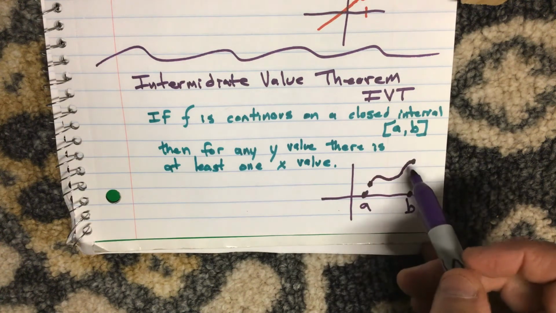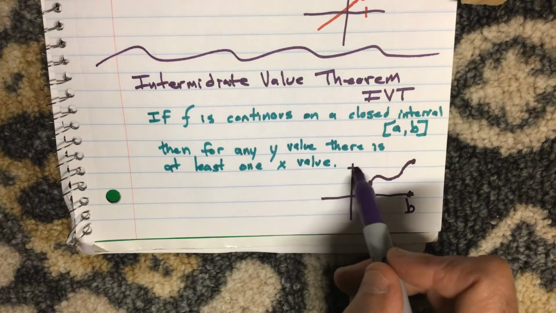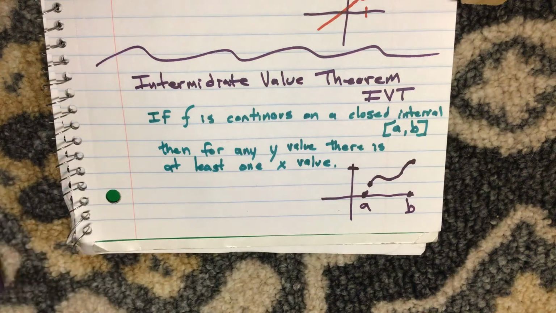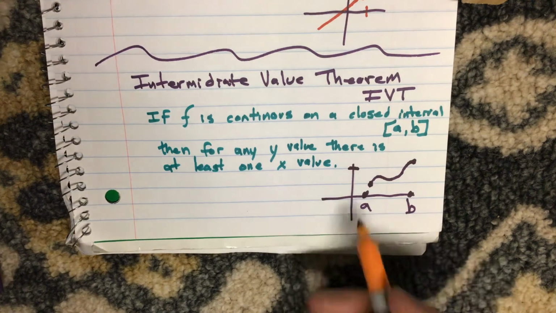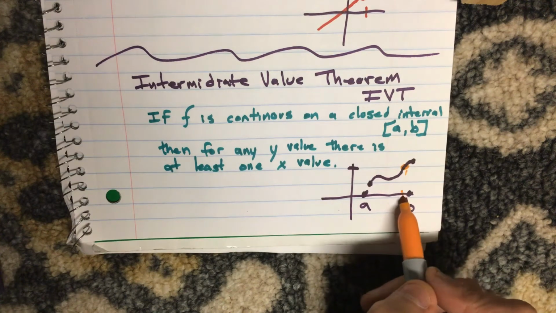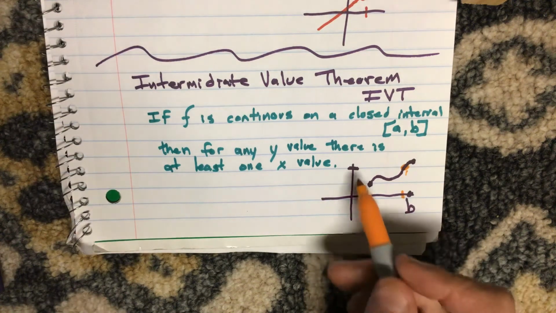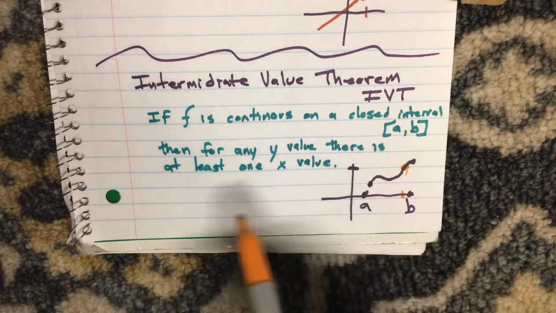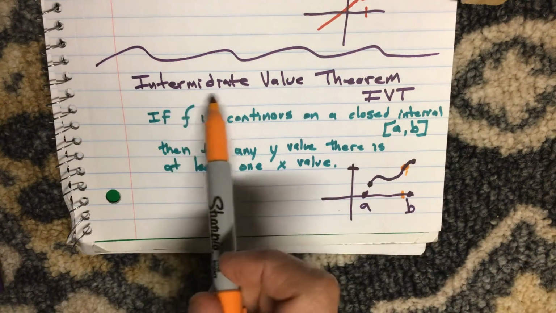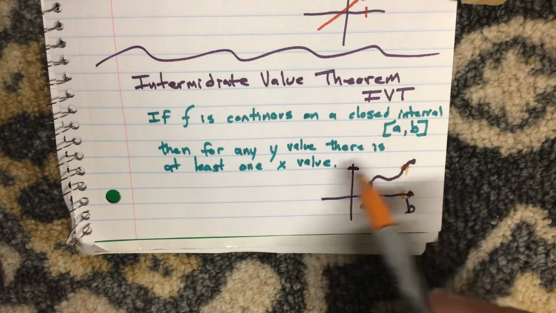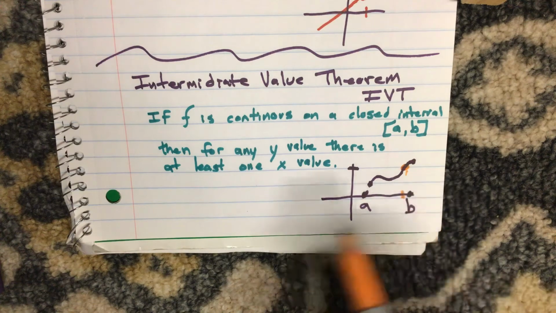If it's continuous, then for any random value we choose of y, let's say this value, there has to be an associated x value with that. So this is your y value. If you went over, you can see that there's an x value that's associated with it. Okay, so it's called the intermediate value theorem because it's saying that somewhere in the middle, so somewhere between A and B, if it's continuous and there's no breaks in the graph, then for every y value there's an associated x value.